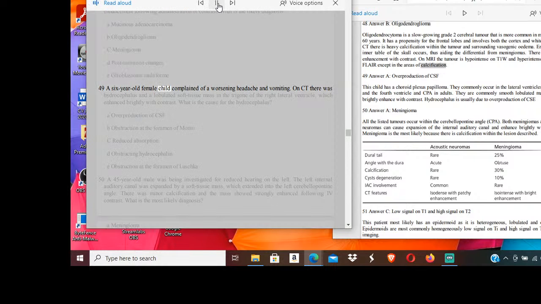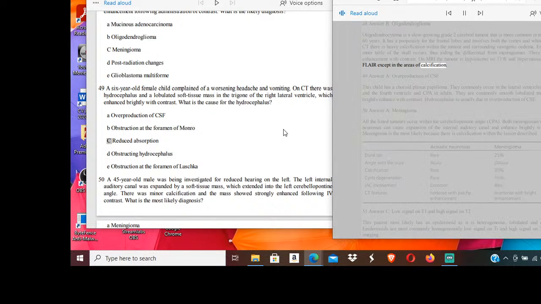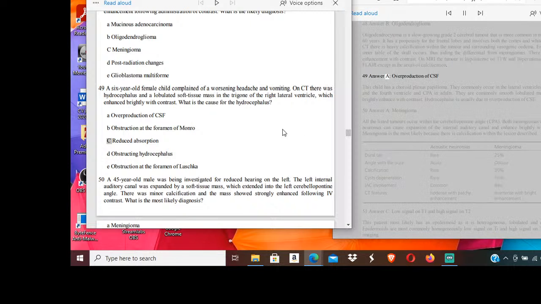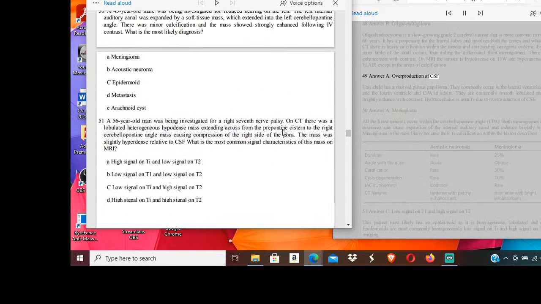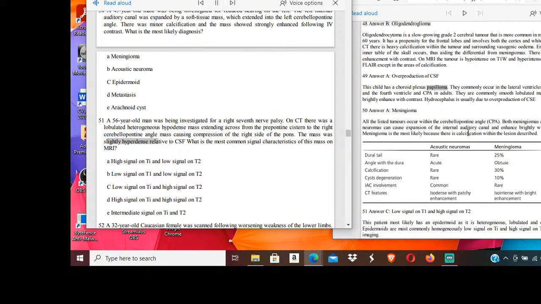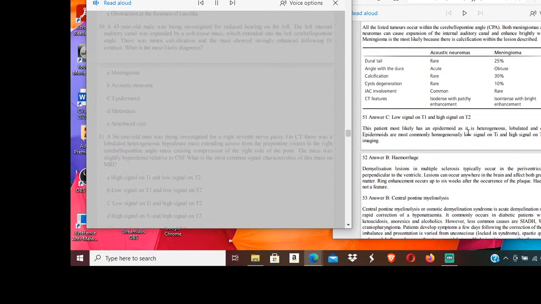49. A 6-year-old female child complained of a worsening headache and vomiting. On CT, there was hydrocephalus and a lobulated soft tissue mass in the trigone of the right lateral ventricle, which enhanced brightly with contrast. What is the cause for the hydrocephalus? A, overproduction of CSF. B, obstruction at the foramen of Monro. C, calcification. 49 Answer A, overproduction of CSF. This child has a choroid plexus papilloma. E, obstruction at the foramen of Luschka.